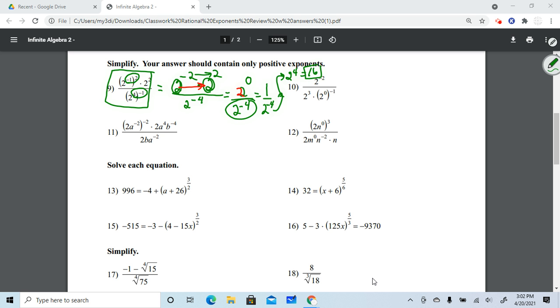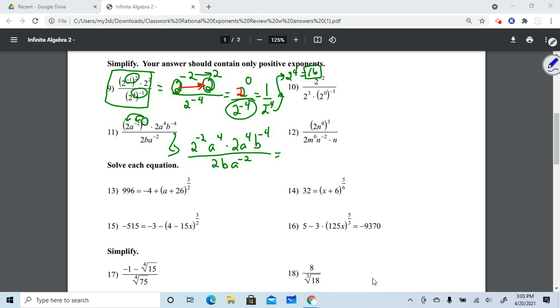Let's look at this one down here. This negative 2 is actually going to all the terms. So in other words, this is saying 2 to the negative 2. Powers to powers, you multiply. That gives me a to the 4th times 2, a to the 4th, b to the negative 4.